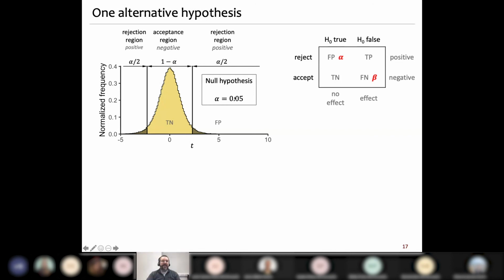When the null hypothesis is true, like in this case, and we get a t-statistic in a rejection area, we reject the null hypothesis, we get a false positive. The null hypothesis is true, but we reject it. So false positives are here on the right and on the left, while in the middle there are true negatives. This is when we accept the null hypothesis and there is no effect and null hypothesis is true.